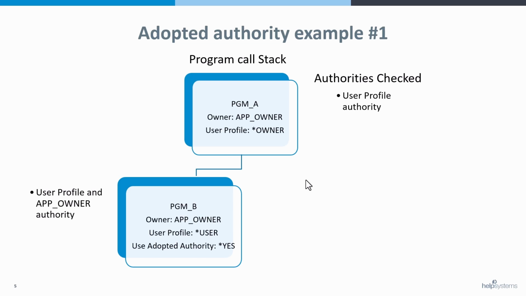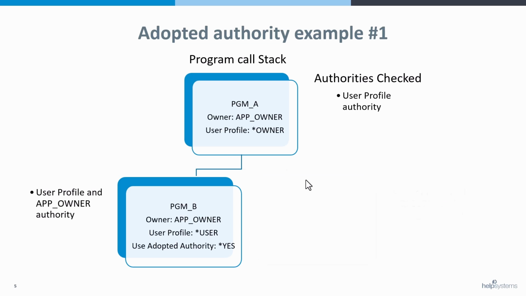Then when program B attempts to access another object, only the user authority will be examined at that program level. But because use adopted authority yes is set, it can look back in the stack and see if APPOWNER is available, and it is.